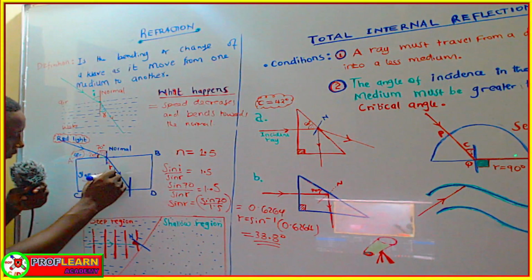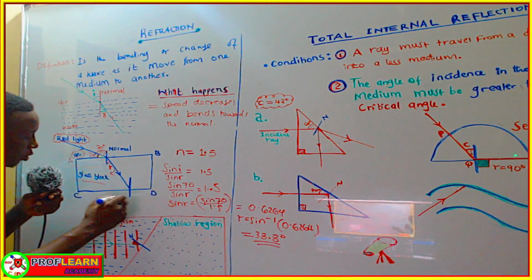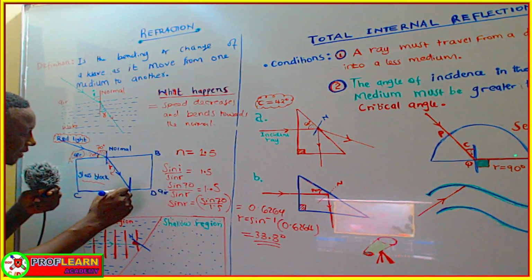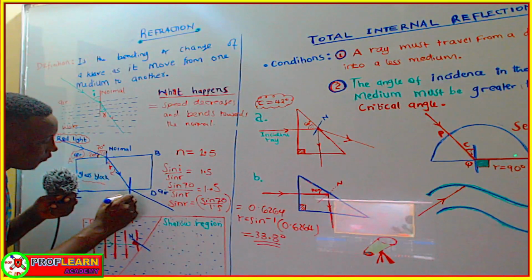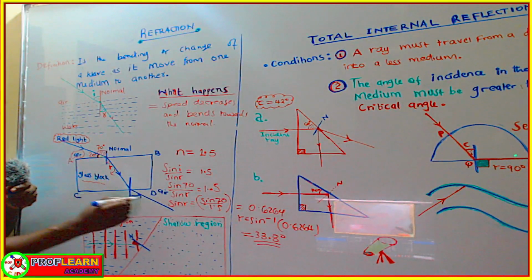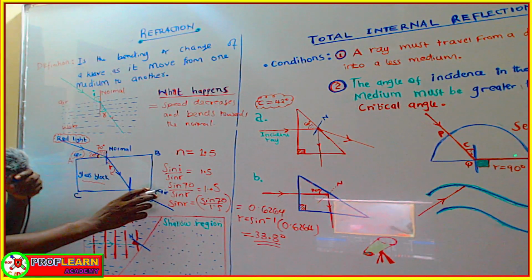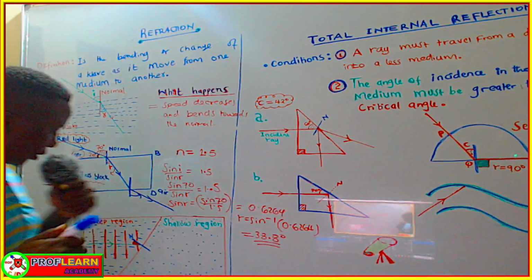As this ray is moving from glass to air, it's going to speed up, because down here we have air, which is optically less dense. So this ray is going to speed up and bend away from the normal. The speed will increase and then it will bend away from the normal. If you are asked such a question, be very sure to answer that.